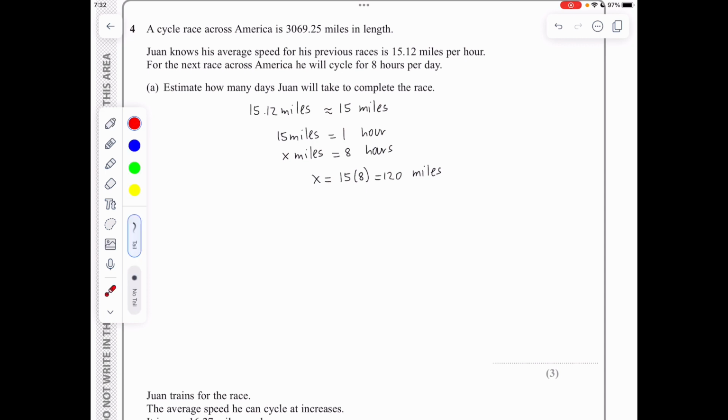Now we need to cover a total distance of 3,069.25 miles, and I think it makes sense to say this is approximately 3,000 miles to be covered. I will be covering 120 miles per day. So if I do 3,000 divided by 120, this will give me the number of days I expect to take to complete the race. So the 0 with the 0 will cancel out. Now the 30 with the 12, both are divisible by 6. So this is 5 and this is 2. So this gives an answer of 50 over 2, which is 25 days.